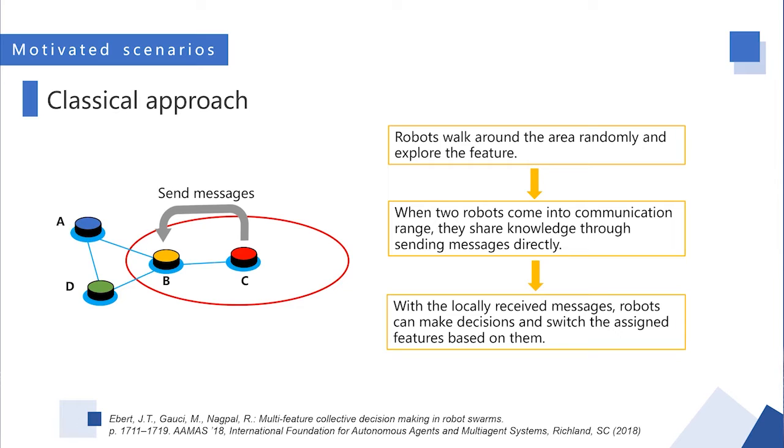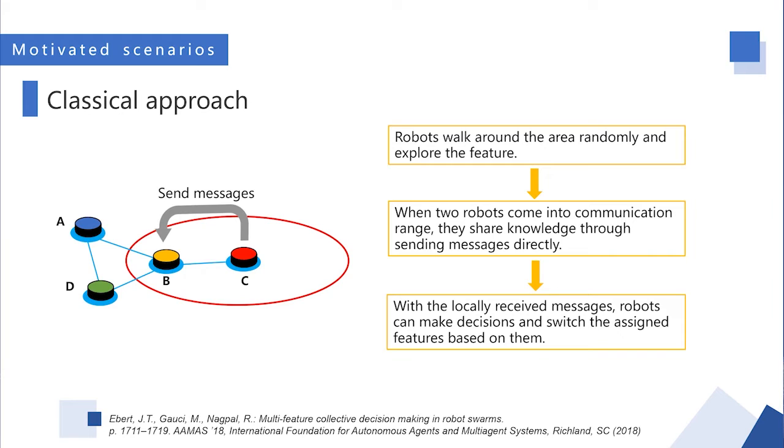In the classical approach, the authors proposed a decentralized strategy algorithm and a dynamic task allocation strategy. In their approach, while keeping working randomly in the environment, the robots alternately explore the environment to estimate the feature and share the exploration results with local neighbors.